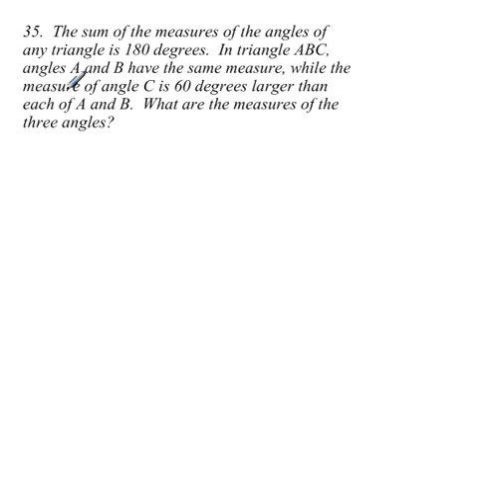So to begin with, problem 35: the sum of the measures of the angles of any triangle is 180 degrees. In triangle ABC, angles A and B have the same measure, while the measure of angle C is 60 degrees larger than each of A and B. What are the measures of all three angles?